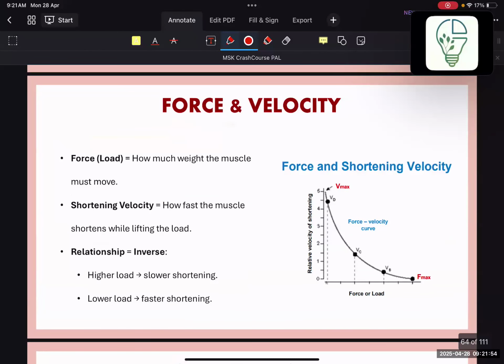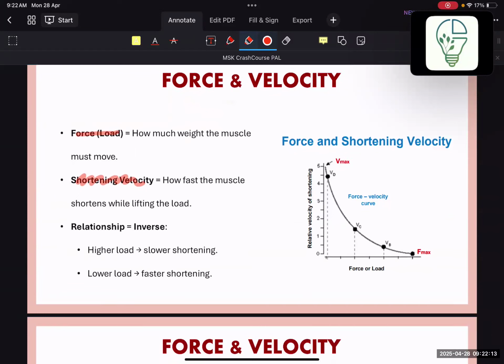Now let's talk about the force and velocity graph. The way this graph works is that the force in this scenario means how much weight your muscle is moving against. How much weight is your body trying to carry? Stuff like that, okay? And the shortening velocity, from the name, is just how fast your muscles shorten. And the relationship is obviously going to be inverse. Imagine you're trying to carry a really, really heavy deadlift. Again, you're not going to carry it very quickly because of how heavy it is. Because of the higher load, you're going to have a slower shortening velocity.